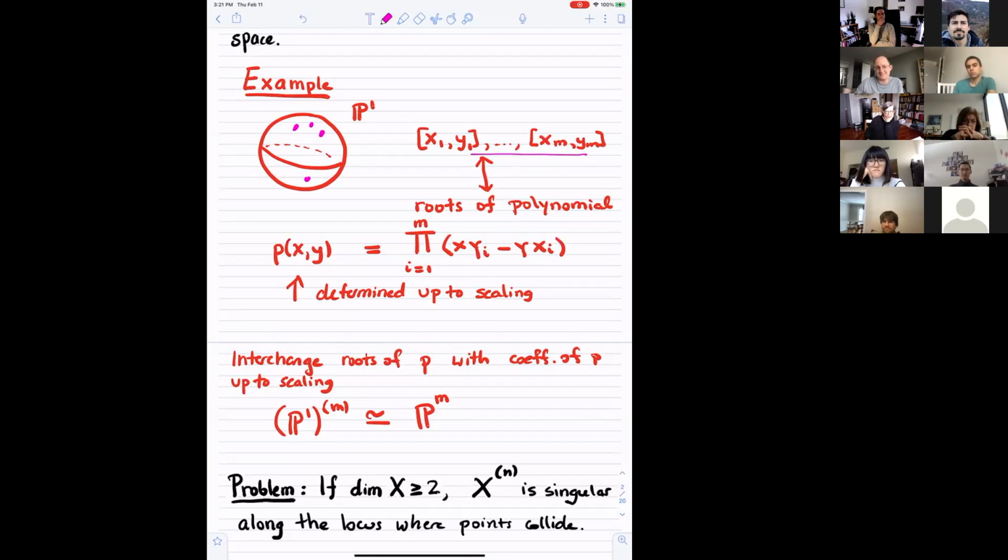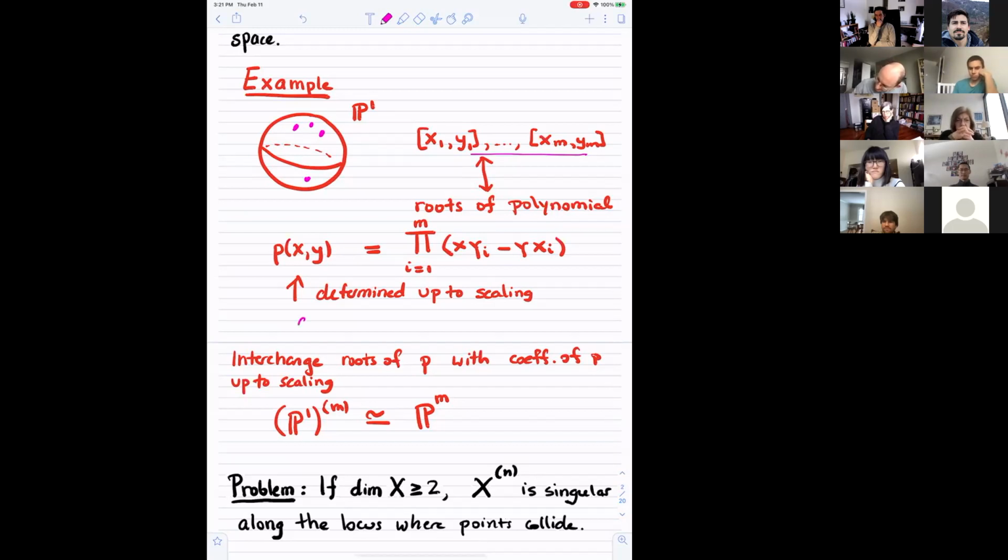Of course, if I scale everything by a non-zero constant, you don't change the roots, right? So you get a nice duality between the roots of the polynomial and the coefficients of the polynomial up to scaling. And if you think about what that means, how many coefficients does this polynomial have?